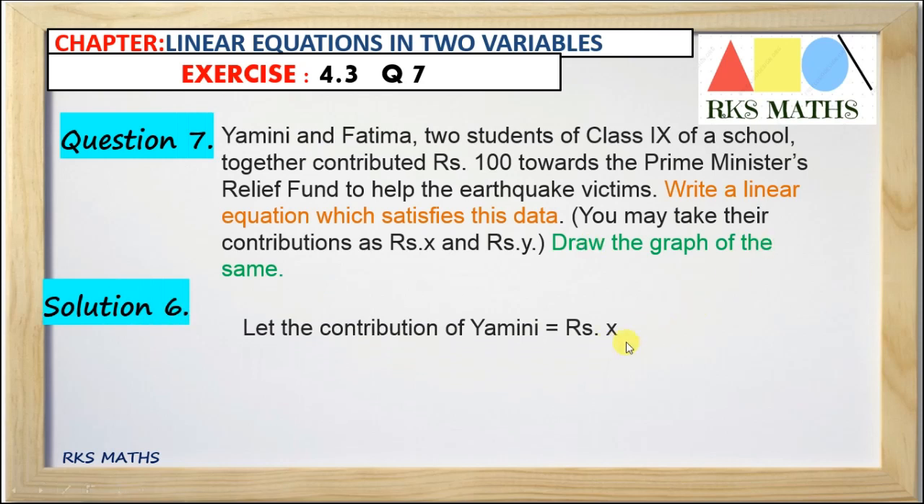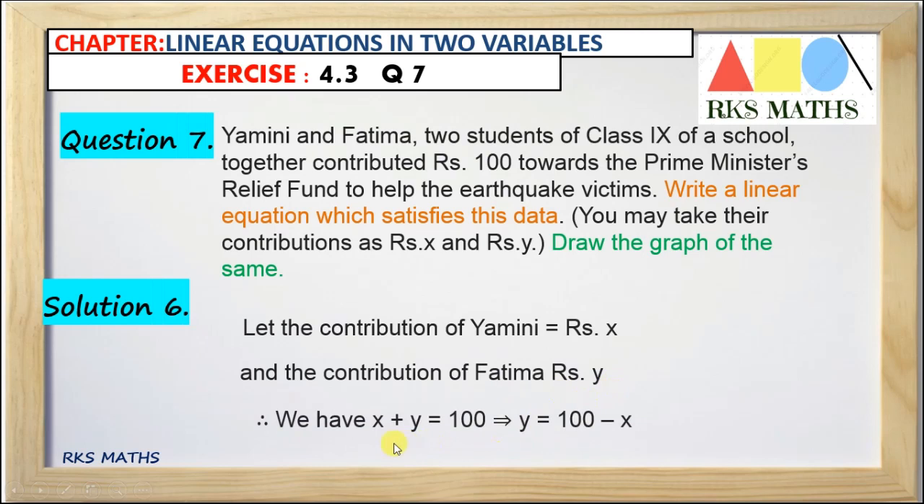Student, let the contribution of Yamini be rupees x and the contribution of Fatima be rupees y. It is given that both together contributed rupees 100. So we have x plus y is equal to 100, because both of them together contributed 100. From here we get y is equal to 100 minus x. Why have we put it in this form? Because we have to make the graph also. The first part we have completed here: x plus y is equal to 100. This is the linear equation that satisfies the data.